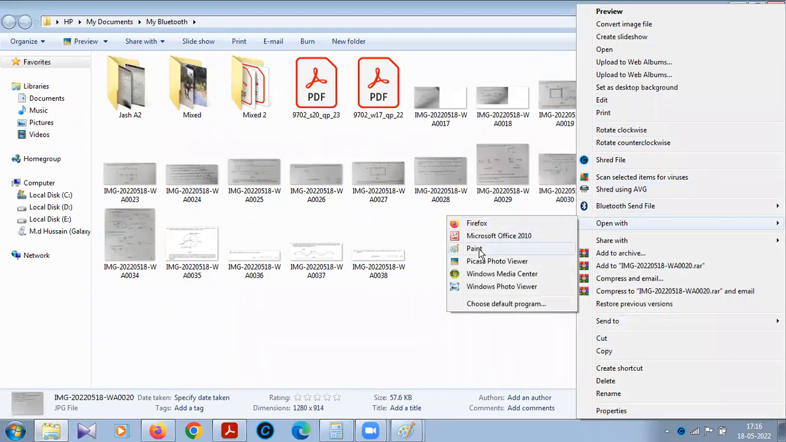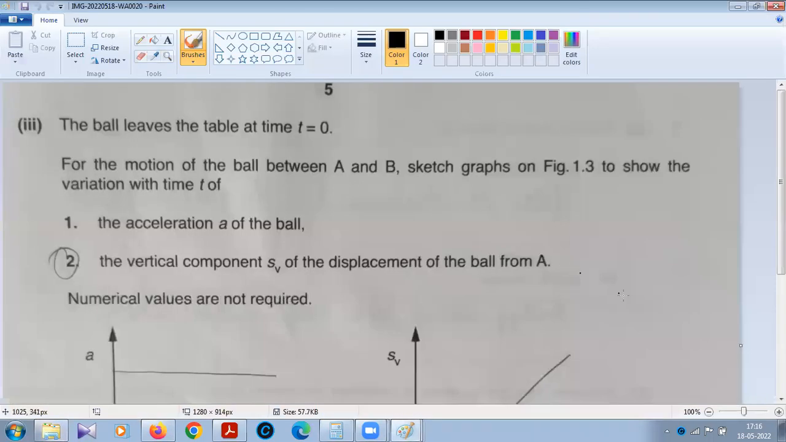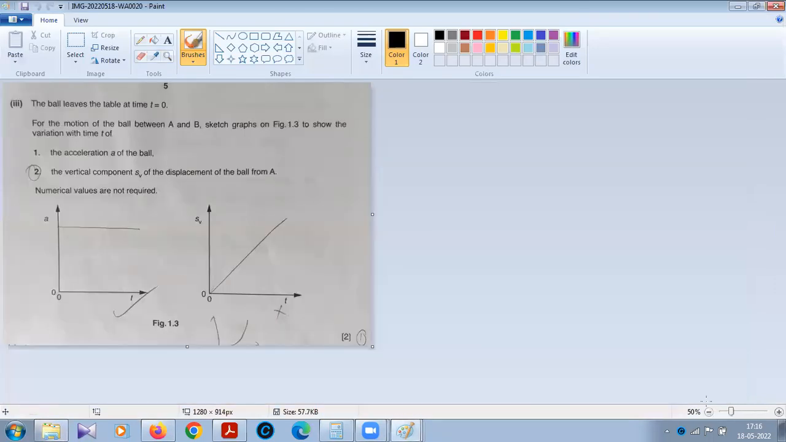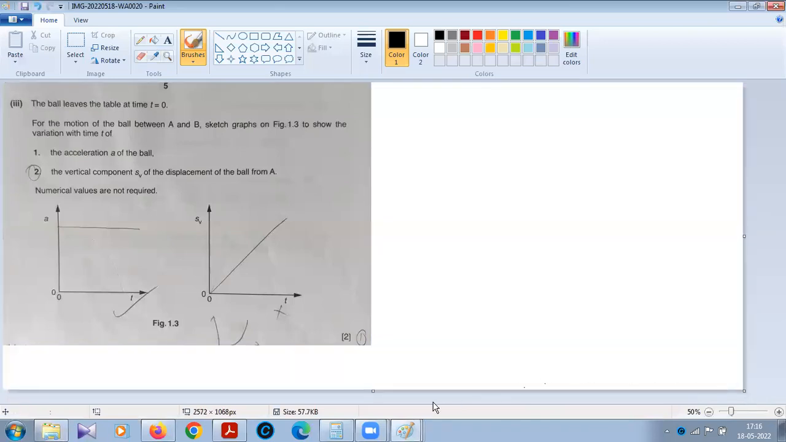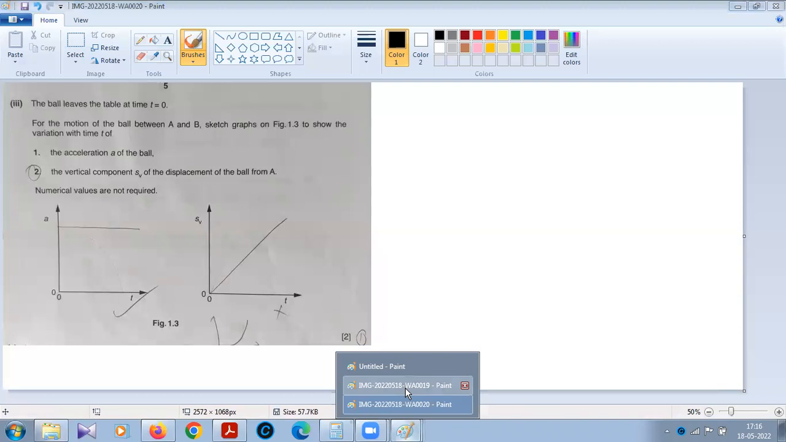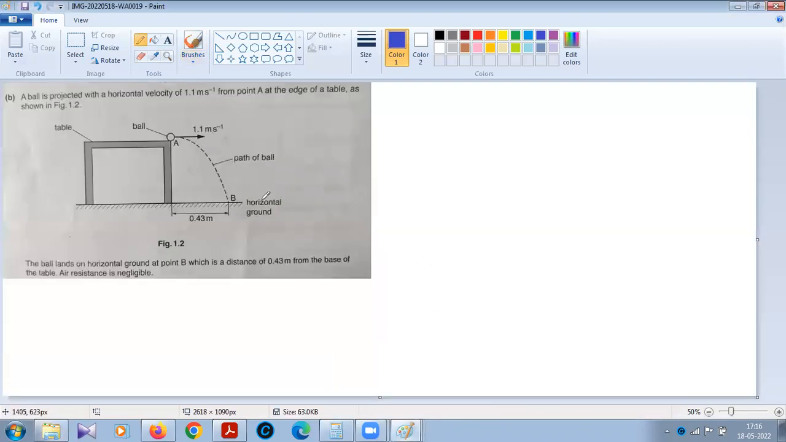I want to know what the right graph will look like, the second graph. I got the first one right. The graph of the acceleration a of the ball is correct, but then the b is wrong. Second one. So see the question.